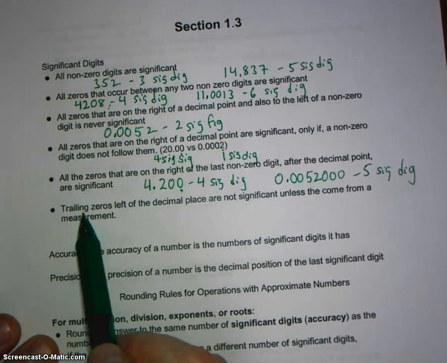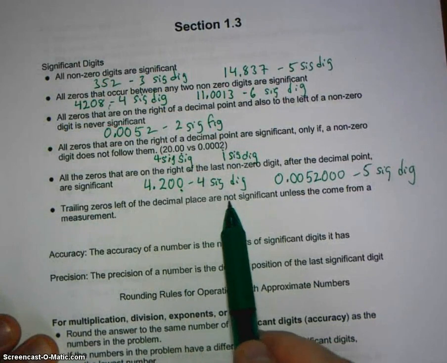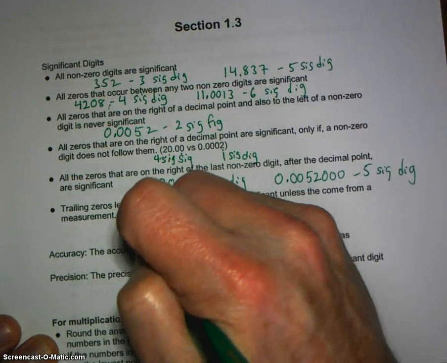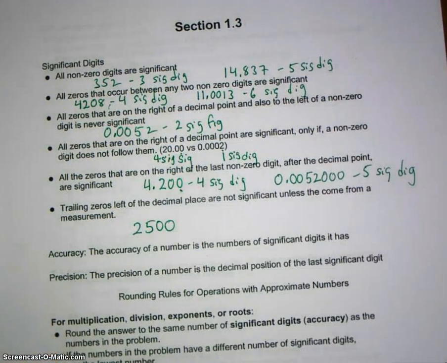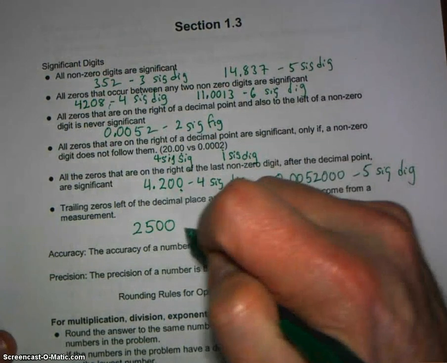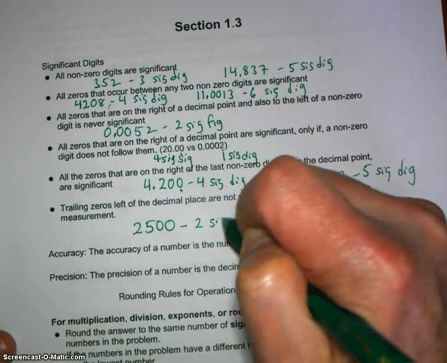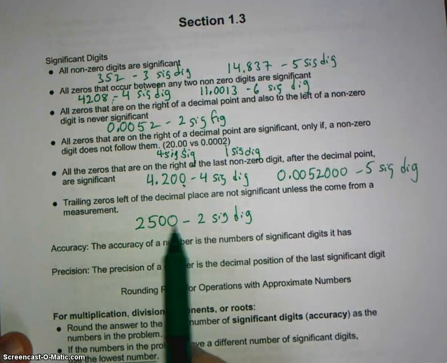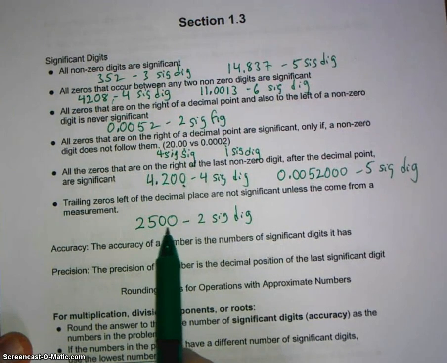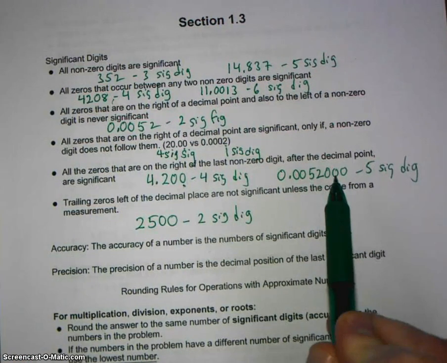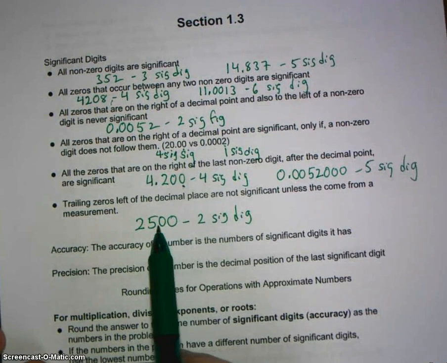All right, the last rule. Trailing zeros left of the decimal place are not significant unless they come from measurement. So what I mean there, let's say I gave you the number 2,500. In general, the vast majority of the time, we would say this has 2 significant digits. Trailing zeros on a number like this are not significant. Trailing zeros on a decimal are significant. Notice the difference. These are left of the decimal place.